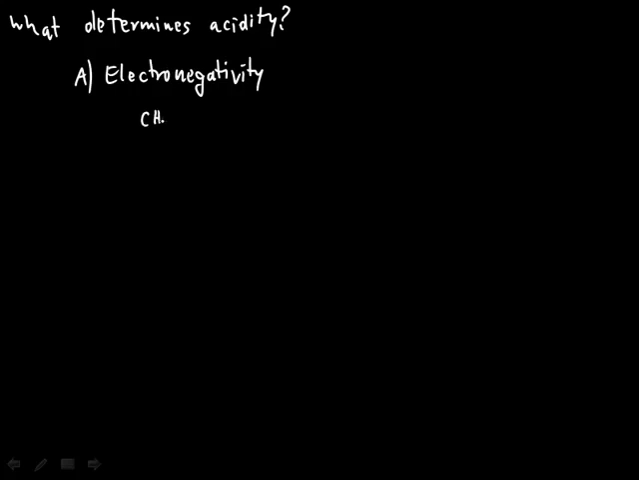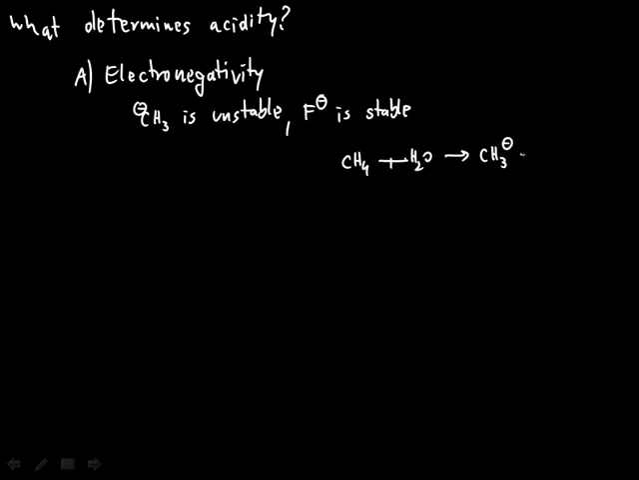CH3 minus is unstable because, in part, carbon is not an electronegative element, and so it doesn't like having negative charge on it. But F minus is stable, since fluorine likes negative charge on it. What this means is that in the reaction CH4 plus water to give CH3 minus plus H3O plus, this reaction is unlikely because CH3 minus is unstable, so it's more likely that this will be shifted to this direction.